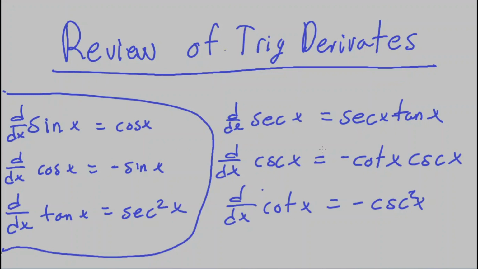Secant, cosecant, cotangent, they are still important to know, but you could produce these derivatives without memorizing them. Like secant x is going to be 1 over cosine x, and just use the quotient rule and you're going to get secant x tan x. So you could rely on finding the derivative manually instead of memorizing it, but these three trig functions you always want to know. So let's get to some questions.